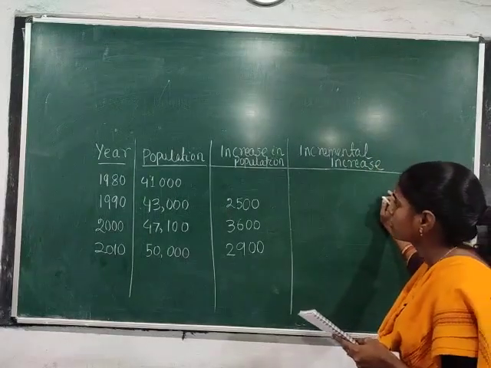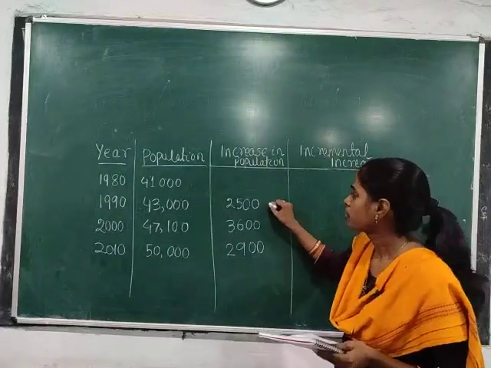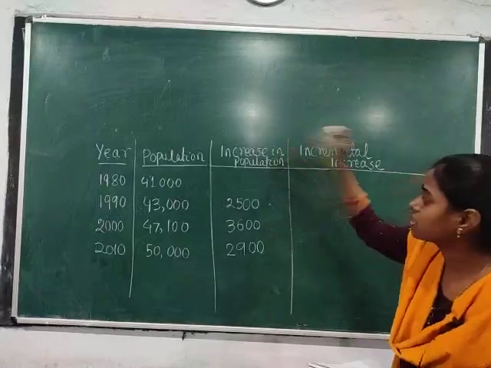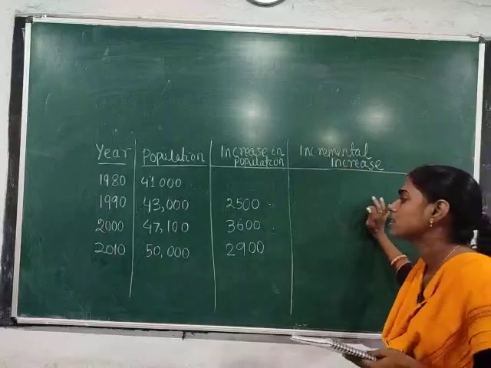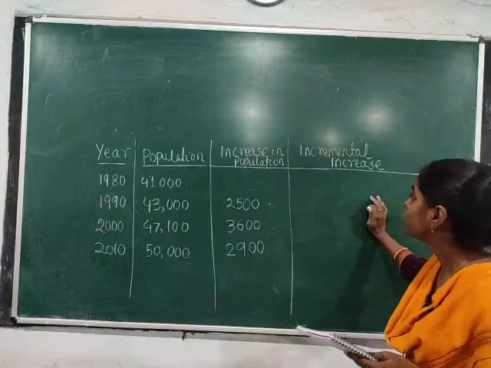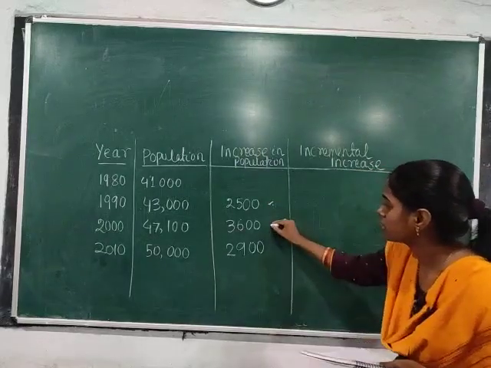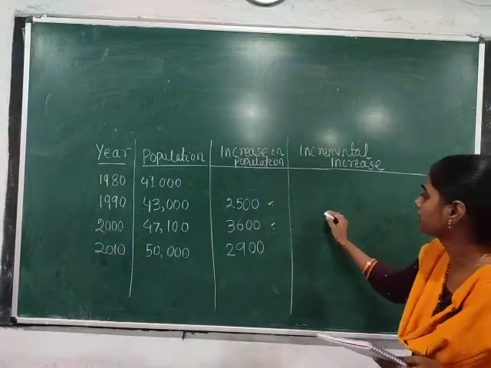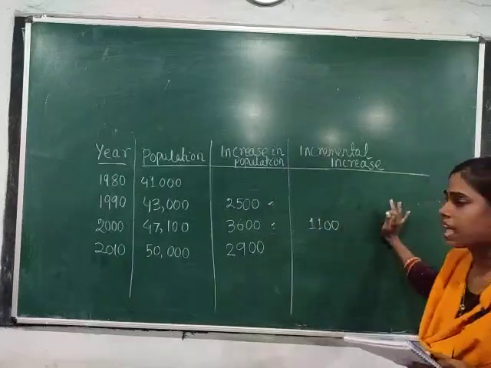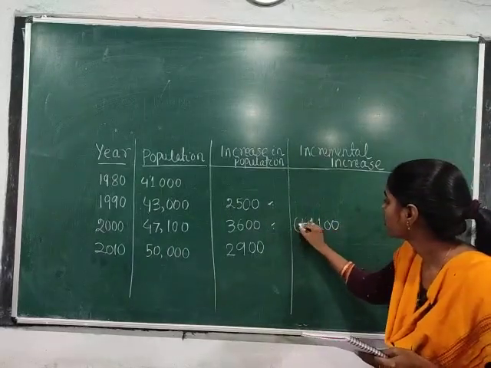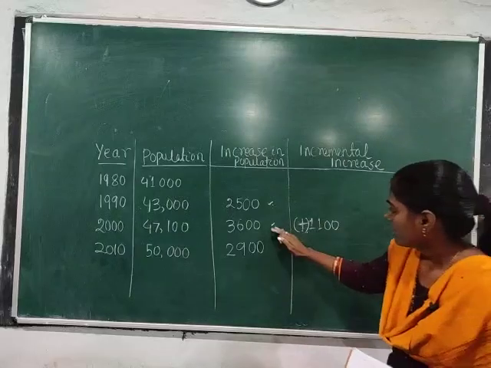For the incremental increase, in the first decade the increase in population is 2500, and for the second decade the increase in population is 3600. So the incremental increase will be the difference of these two, and this difference will be positive because it is progressively increasing.